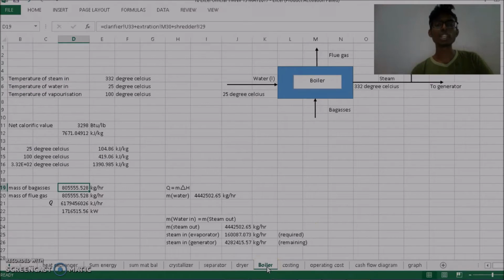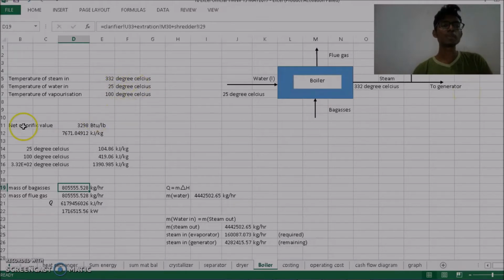I also want to continue with the boiler. In the boiler, there's water in at 25 degrees Celsius and steam getting out at 332 degrees Celsius. So we increase the temperature by using the energy from the bagasse, where we burn the bagasse and consume the energy from that to increase the temperature. The burned bagasse will get out as flue gas. The steam getting out from the boiler will not all be used in the evaporator. We just use a certain amount of steam in the evaporator. The excess will be stored at the generator.